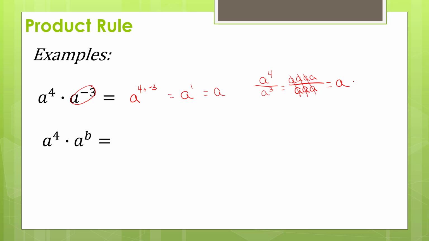All right, a to the fourth times a to the b value. We have a to the 4 plus b. Now, not a whole lot I can do with this one at this point in time because we have 2 variables. I don't know the value of either. So we simply leave it as a to the 4 plus b. A to the 5th times a to the 3rd. So again, we'll have a to the 5 plus 3, which is a to the 8th power.